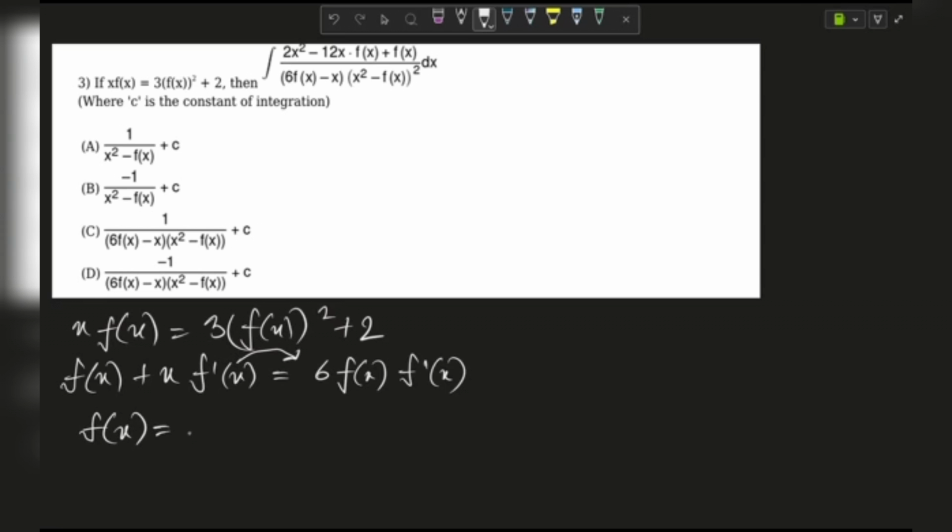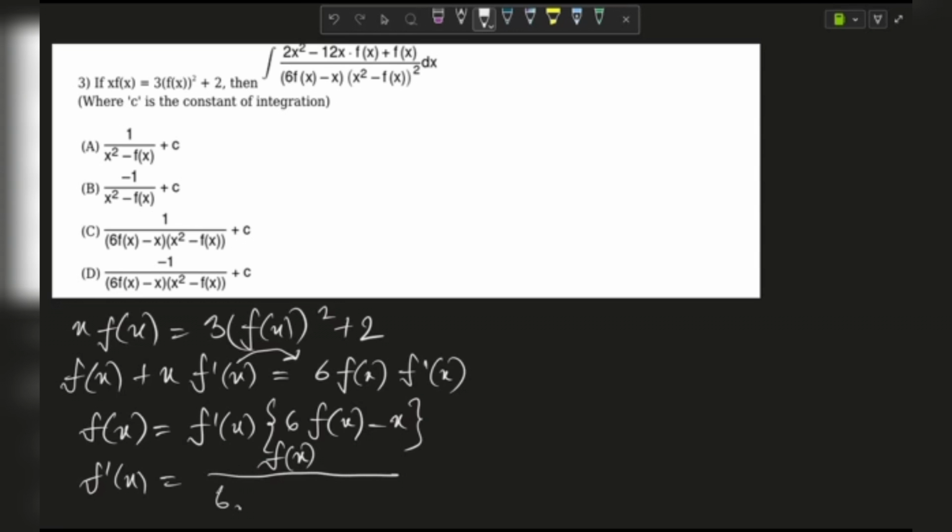Now I send f'(x) to this side and take it common. So this becomes f'(x) into (6 f(x) minus x). So now we will have f'(x) as f(x) divided by (6 times f(x) minus x). This is what f'(x) came out to be.